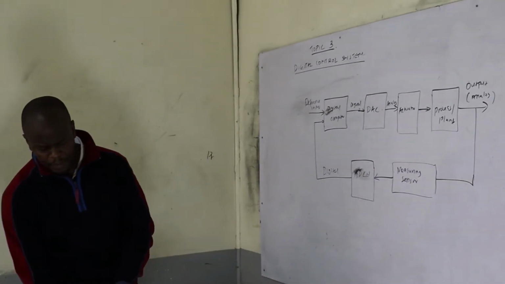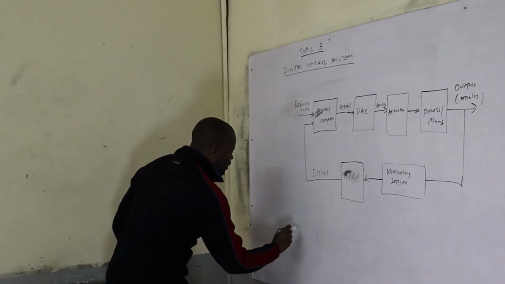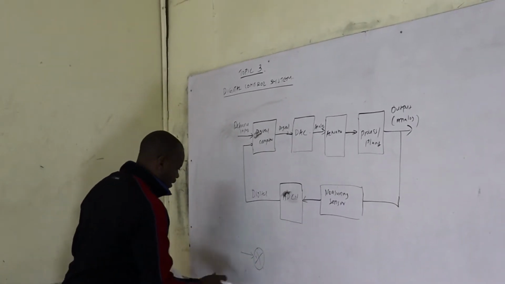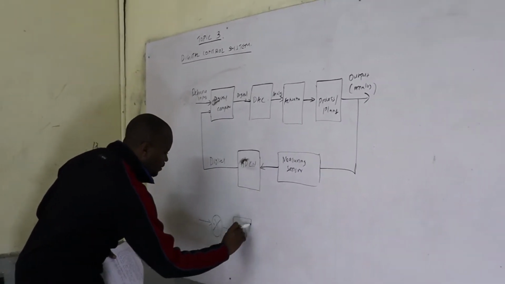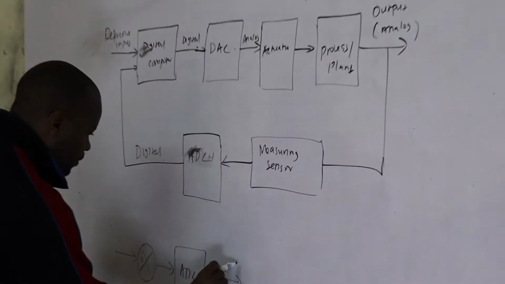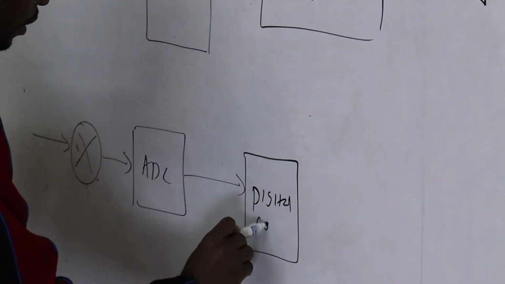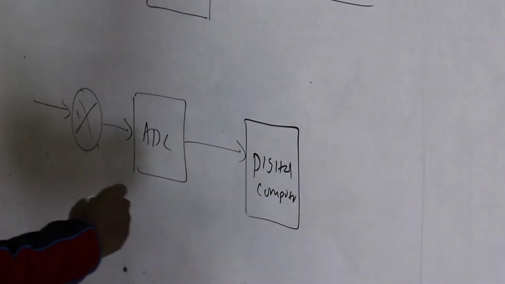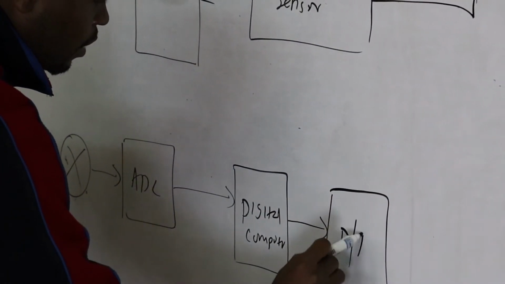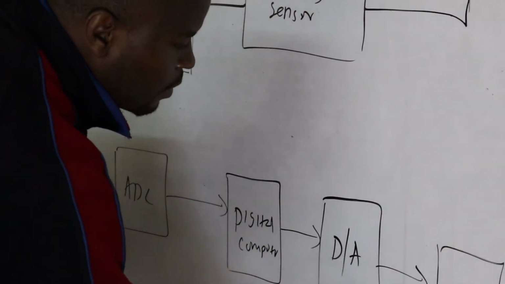Another way by which you may find it represented, at times it is represented by involving the comparator here, but now what you have here is an ADC. After the ADC, we can have the digital computer, and then from there we can have D to A, the digital to analog converter, then it goes to the plant.